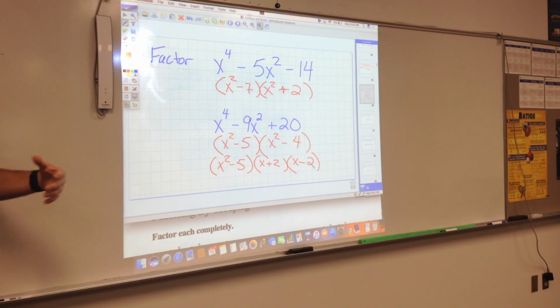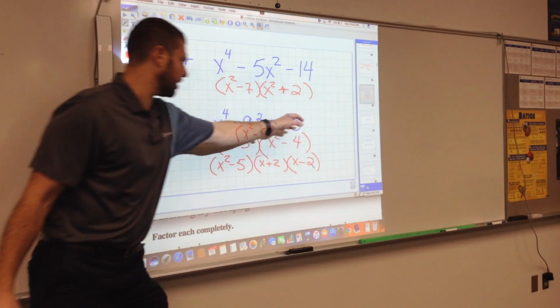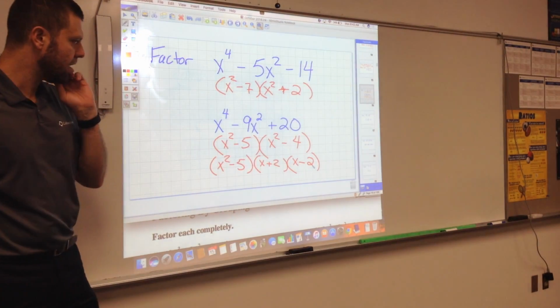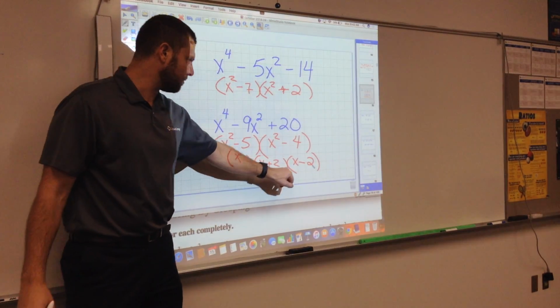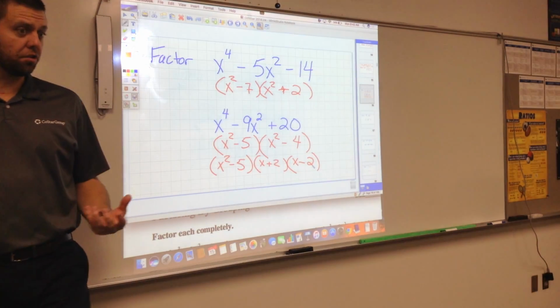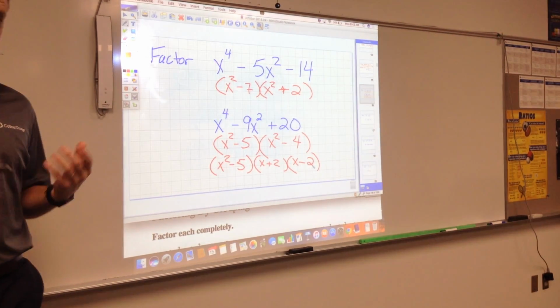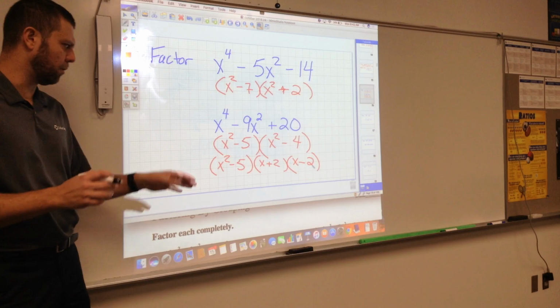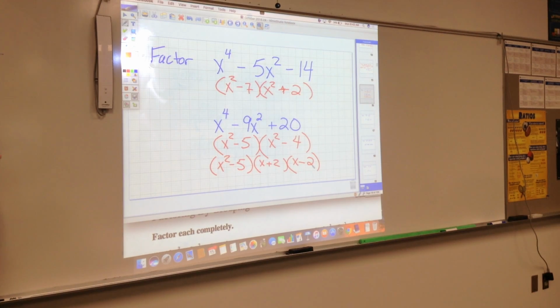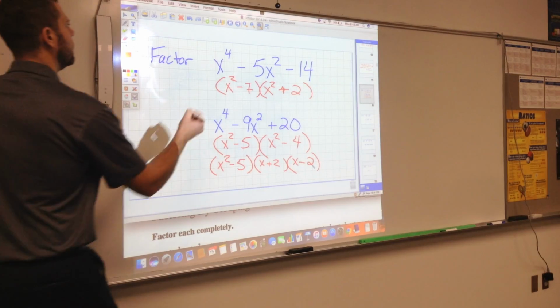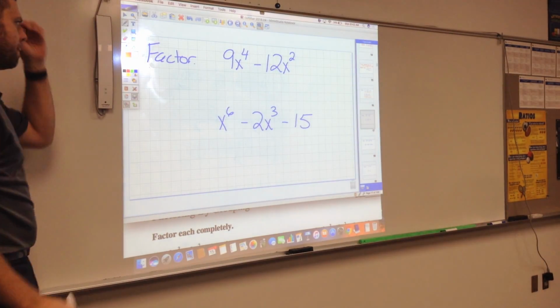If this was a solve problem, if this said equal to 0 and it said solve, then here you'd get x equals -2, here you get x equals +2. So then you could write x equals plus or minus 2 in your solutions, but I don't want you to do that for factors. Okay? Yes, so far? Any questions? Okay? Keep moving forward there a little bit.